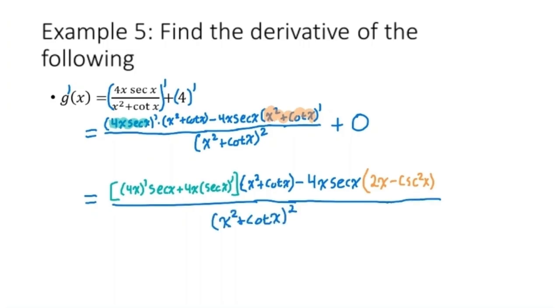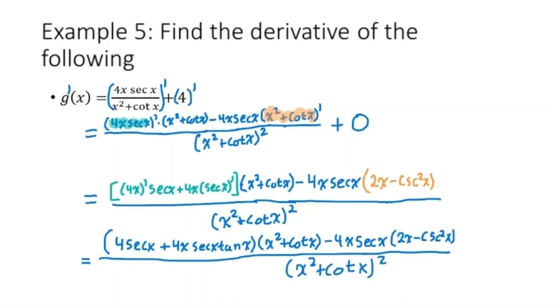Now we just need to focus on the derivatives of the 4x and the secant x to finish up our derivative. The derivative of 4x is just 4, while the derivative of secant x is secant x tangent x. Copy the rest of what we have so far, and there's the derivative of our g of x. Note that this problem was a little bit more complicated because this is the first time we had to mix product rule with quotient rule.